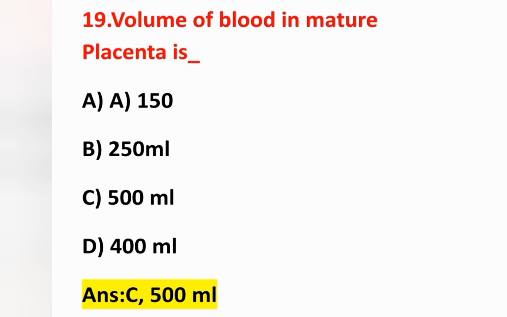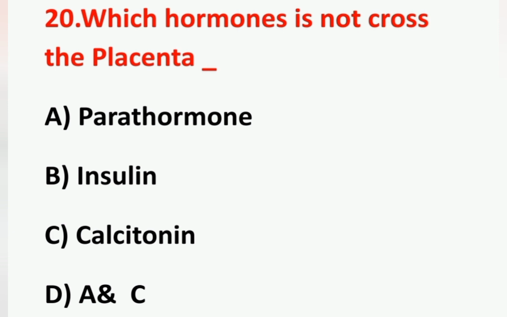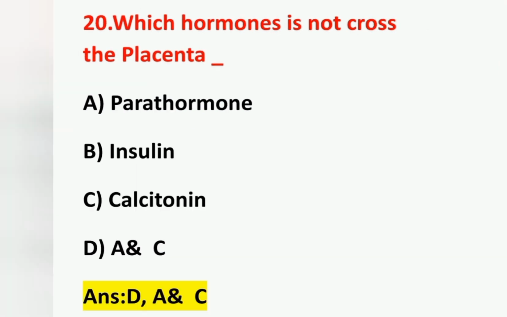And the next question, and the last question in the series: which hormone does not cross the placenta? Options are option A parathormone, option B insulin, option C calcitonin, option D both A and C. A means parathormone, C means calcitonin. Okay, correct answer is option D, A and C, parathormone and calcitonin, which do not cross the placenta.